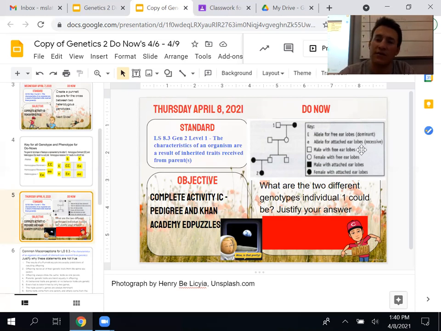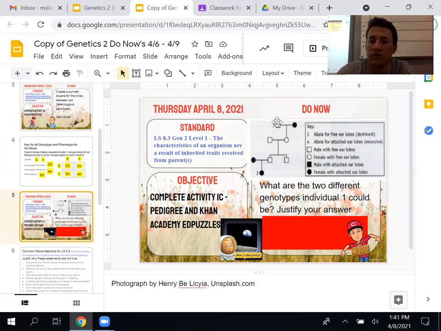Well, let's think. We have 3 different types of genotypes. We have homozygous recessive, meaning only recessive alleles are present. We have heterozygous, meaning we have a dominant and recessive allele present. And we have homozygous dominant, where 2 dominant alleles come together. Let's find out which one would make the most sense.